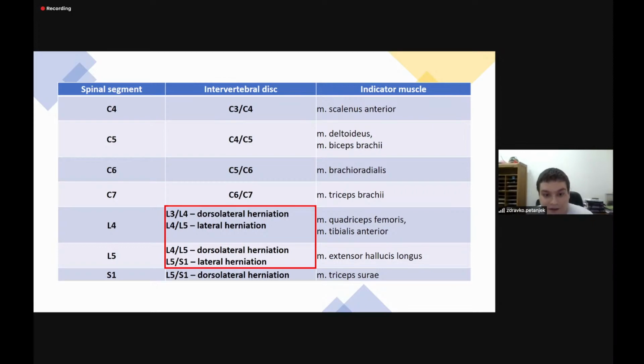So the herniation of the same intervertebral disc, depending on which type of herniation it is, can affect different spinal segments. For example, herniation of the L4, L5 disc, whether it's lateral or dorsolateral, can affect either L4 or L5 spinal segments.